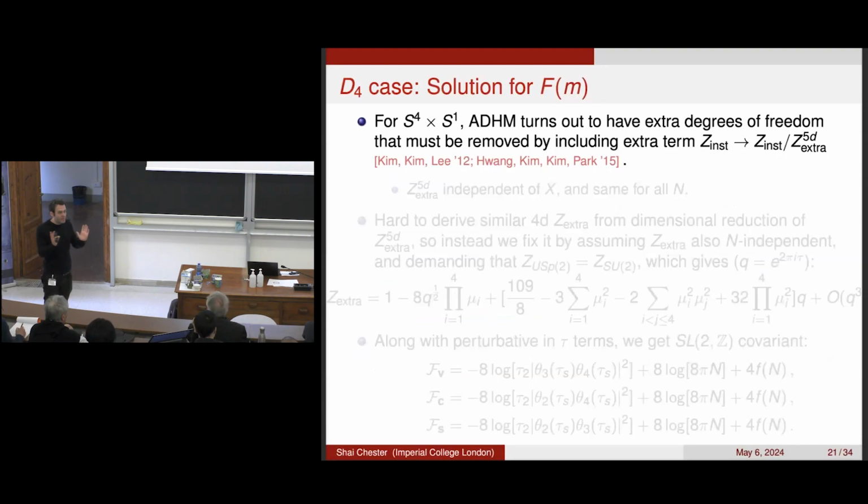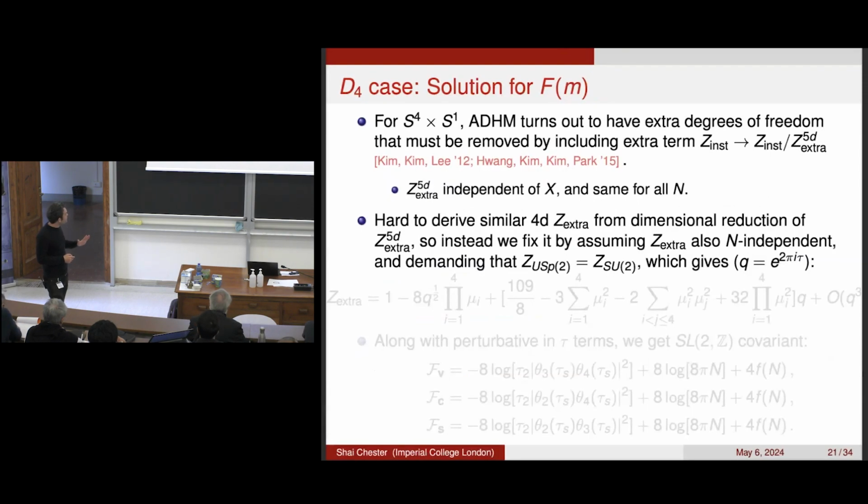And so in the 5-dimensional case, the way they solved this problem is that they said that you have to add an extra term. So instead of just Nekrasov's instanton term, you have to put in this thing which they called Z extra. And they had some kind of justification of why you have the Z extra, which I'm not going to go into. But the point is that the Z extra is independent of the matrix model eigenvalues, and that means that it's the same for all values of n.